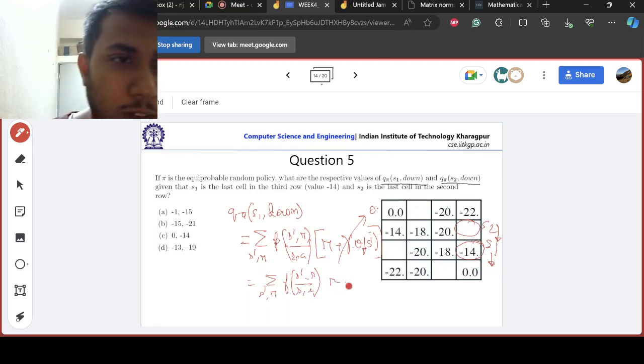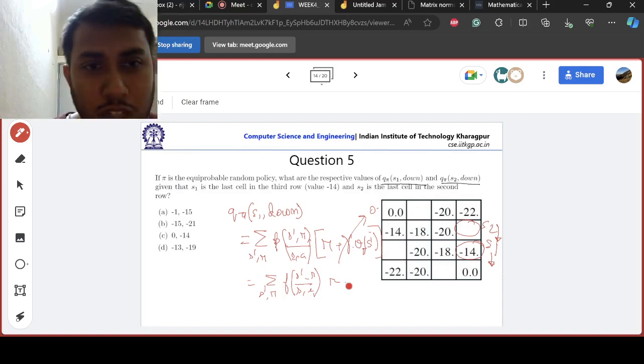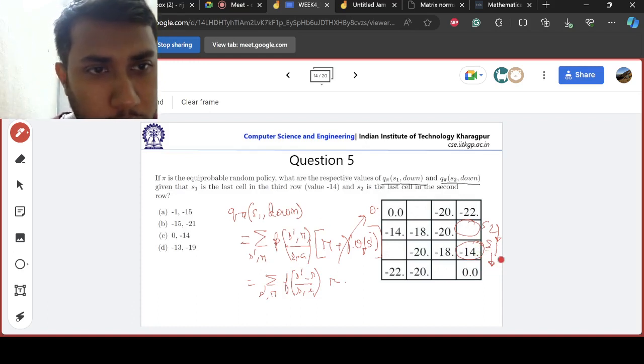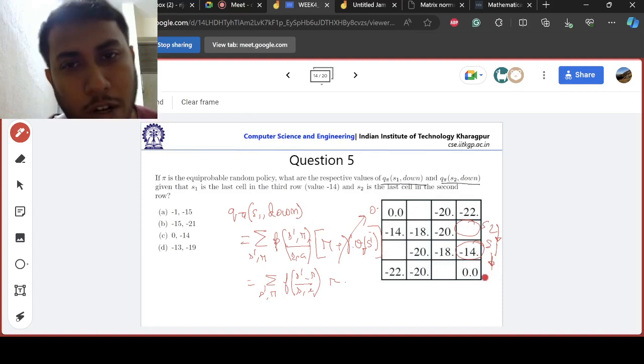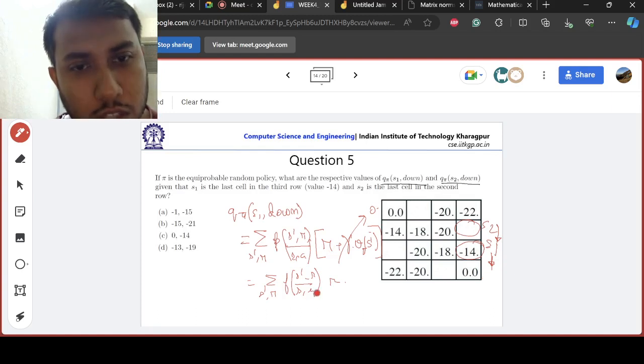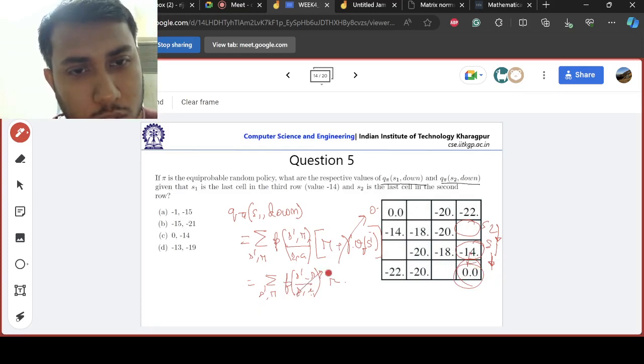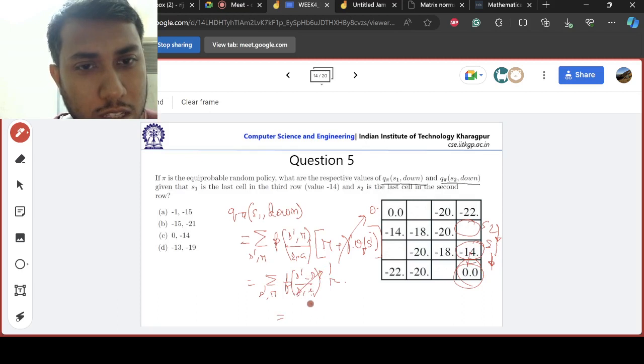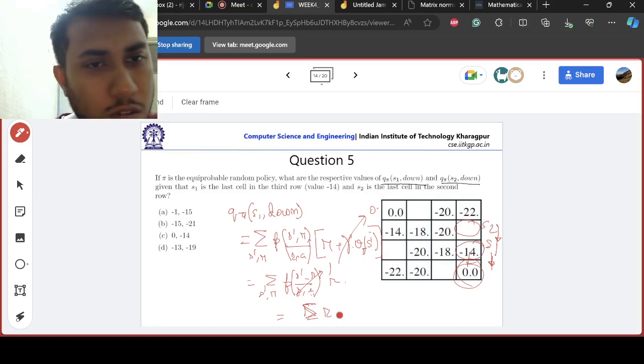Now again the same fundamentals: since we are doing s1 and going down, there is only one option down there, so no other actions can be associated with this. So in this problem there is only one path, so this probability tends to 1. So this will basically be the sum of the rewards, which will be 0 minus 1, the reward you are getting, so that is minus 1.